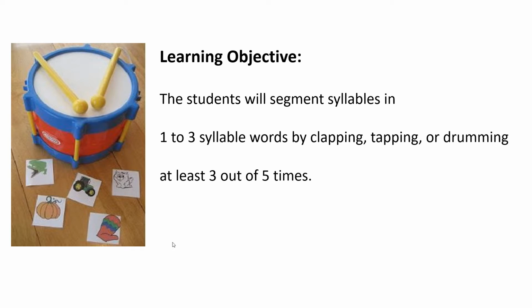All right, so here's an example of a learning objective. The students will segment syllables. So right there we have an active verb, segment syllables, in 1 to 3 syllable words by clapping, tapping, or drumming. That phrase is your conditions for learning. That's what's going to be happening that will help them segment syllables. And at least 3 out of 5 times is your criterion for success.